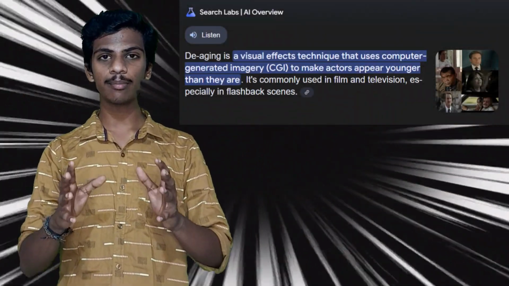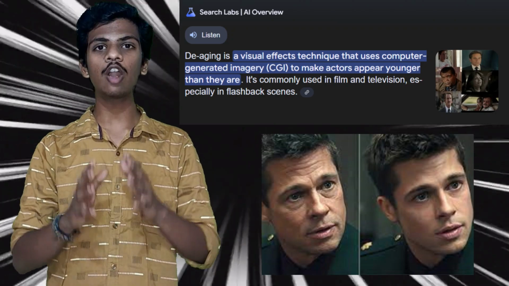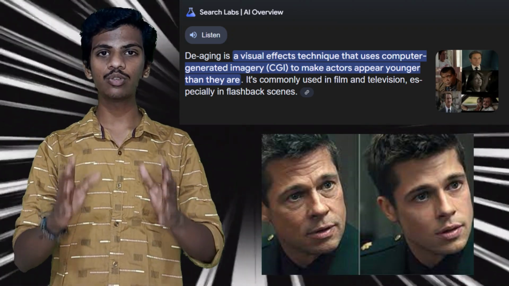First of all, let's see what de-aging is. De-aging is a process of making a person look younger, not by using makeup, but just by using visual effects. De-aging is done with a combination of various processes like computer graphics, 3D modeling, motion capturing, motion tracking, CGI, and visual effects.